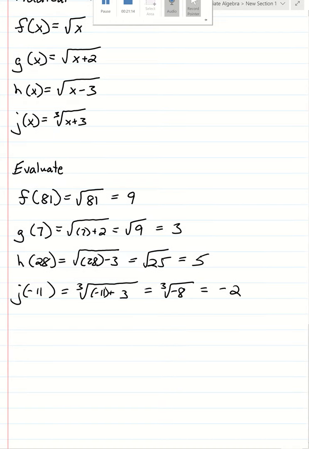I must give you, once again, whenever we evaluate, you must be given the rule and you must be told what the x values are. You plug them into the rule and you simplify as much as you possibly can.